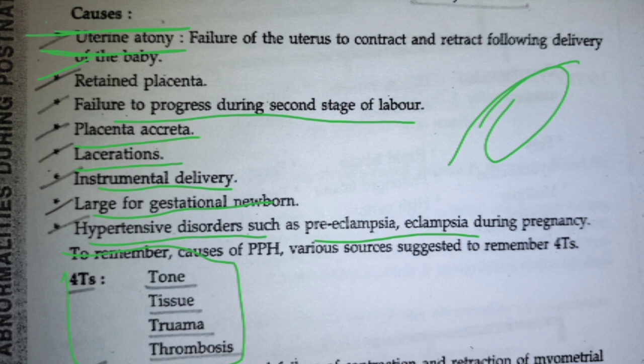The injury is known as trauma. And thrombosis is the clotting. When there is excessive bleeding, there will be clotting occurring. That is thrombosis.